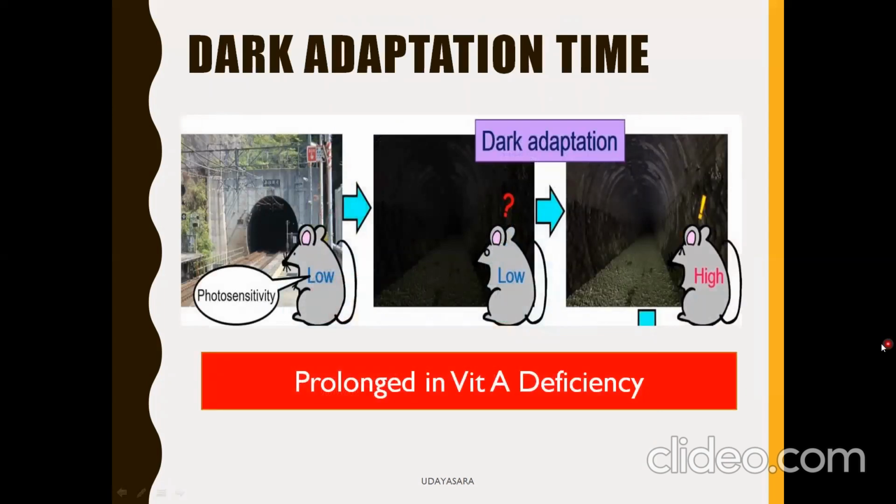Next we'll see about the dark adaptation time. For example, when you walk in bright sunlight and go into a dark room, as in a cinema theater, what happens? For the initial few seconds, you can't visualize any object in front of you, right? This is because the rhodopsin molecule has to get resynthesized, and it takes some time. The resynthesis of rhodopsin occurs only some time after it gets activated. And in case of vitamin A deficiency, the dark adaptation time is increased.